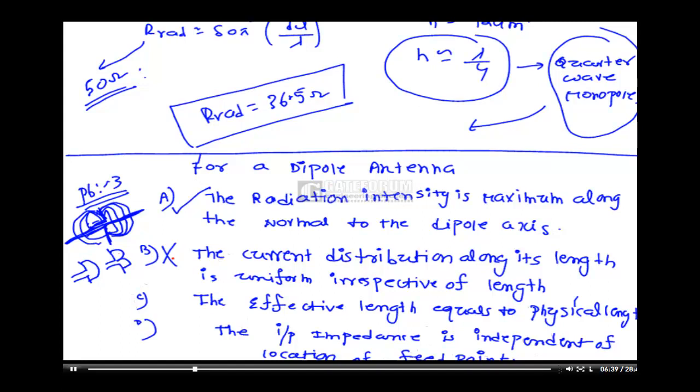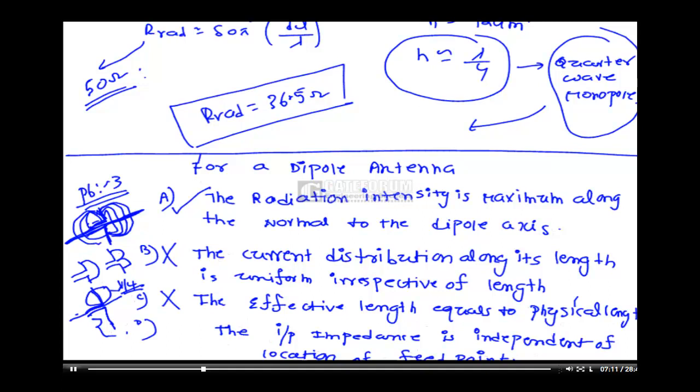The effective length equals physical length. Suppose you consider a monopole antenna, with an infinite ground plane. Here the total length I am taking is like this, because this also acts as one of the dipole arms, but I am considering the effective length as only lambda by 4. So I am neglecting this part. So the effective length equals physical length, that is wrong. Total is lambda by 2. Here the effective length is only lambda by 4 for a monopole. So this option is also wrong.